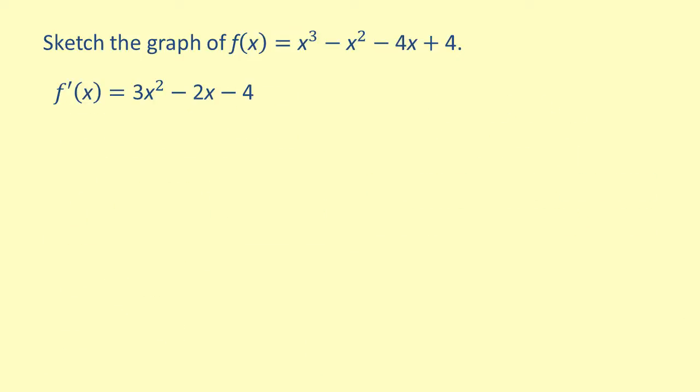Now let's determine the concavity of the function. To do so, we need to find the second derivative. When we take the derivative of the first derivative, we get f double prime equals 6x minus 2. This factors as 2 times the quantity 3x minus 1. Inflection points, or changes in concavity, occur when the second derivative is equal to 0. When we set f double prime equal to 0 and solve for x, we get x equals 1/3.